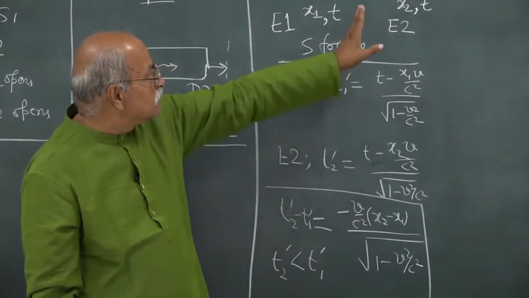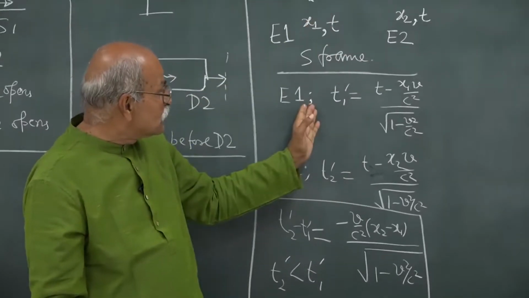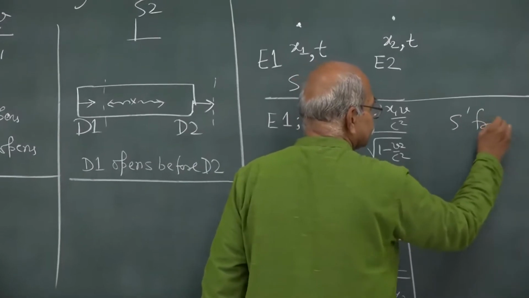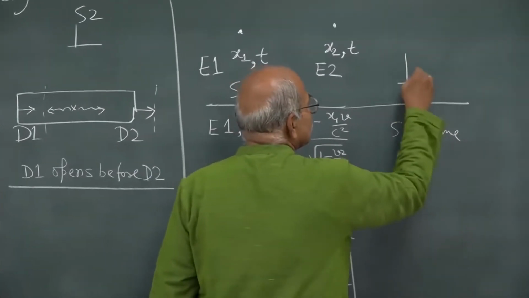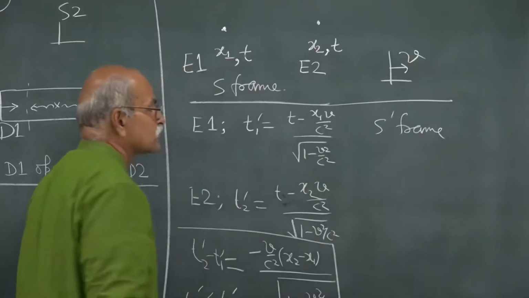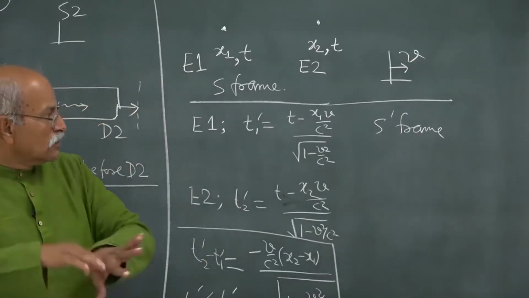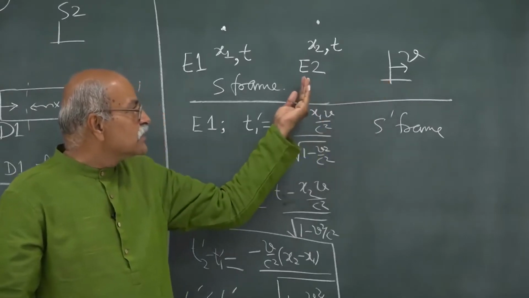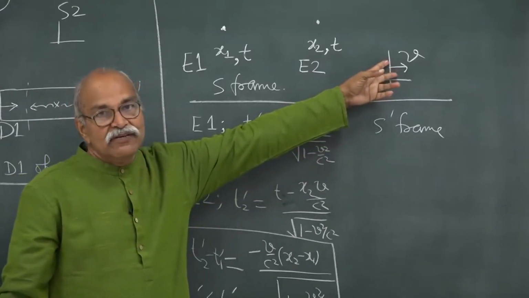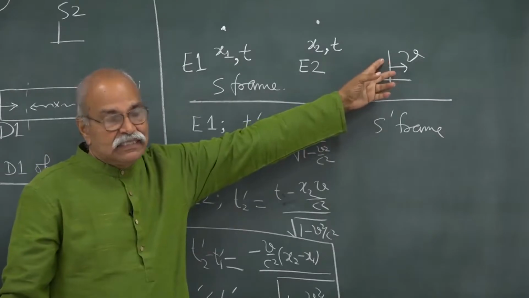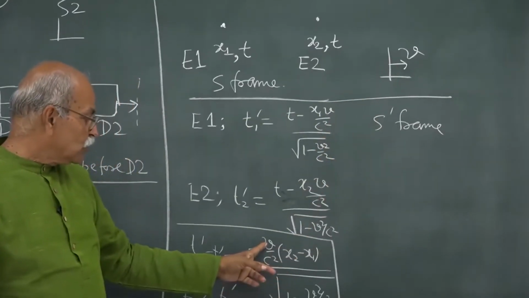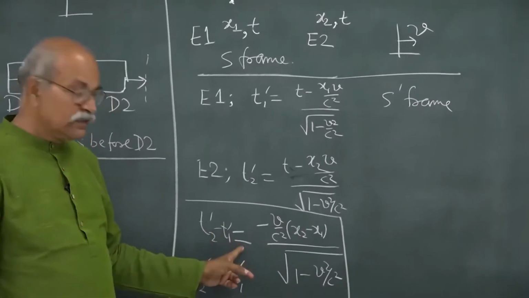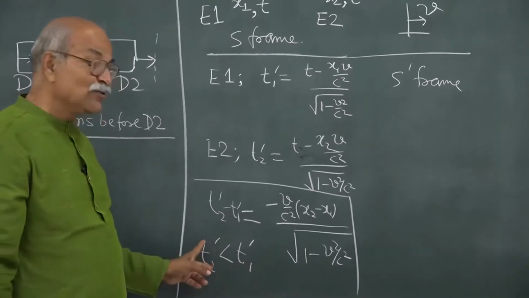And if you take another frame which is not S prime, this we are writing from S prime frame, and remember S prime goes in the direction positive x axis. So, if you have a third frame which is going in the opposite direction, only thing you have to do, write v equal to minus v. So, if you do v equal to minus v, then this whole thing will become positive, and then t2 prime will be greater than t1 prime.